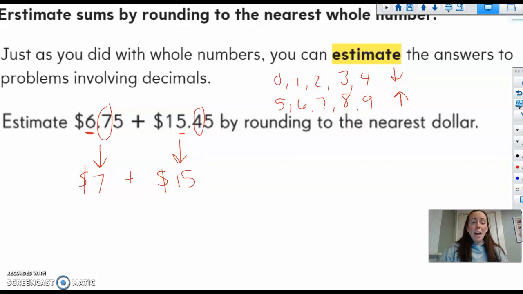Now, because it's asking me to estimate the sum, I'm not done yet. I need to start by rounding like I just did, but I can't forget it's asking me to find the sum, which is the answer to the addition problem. So I'm going to go ahead and add 7 plus 15, and I would get $22 for my final answer.